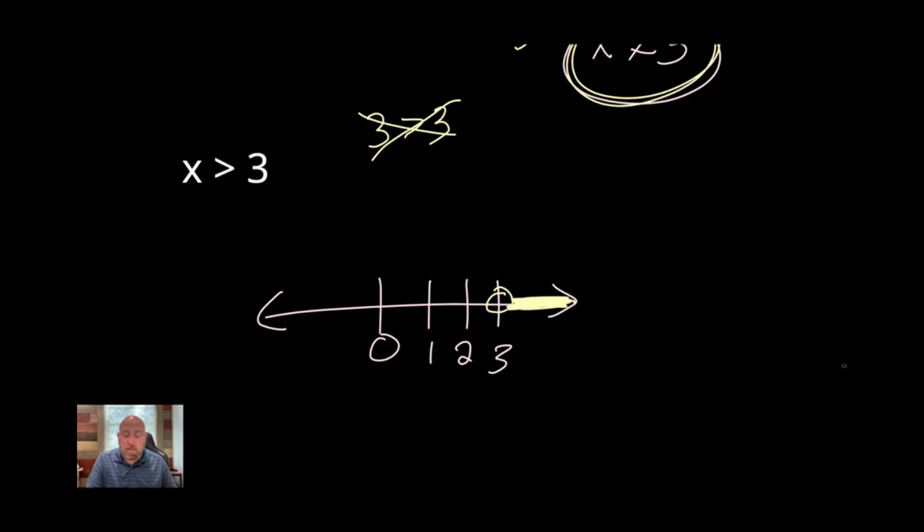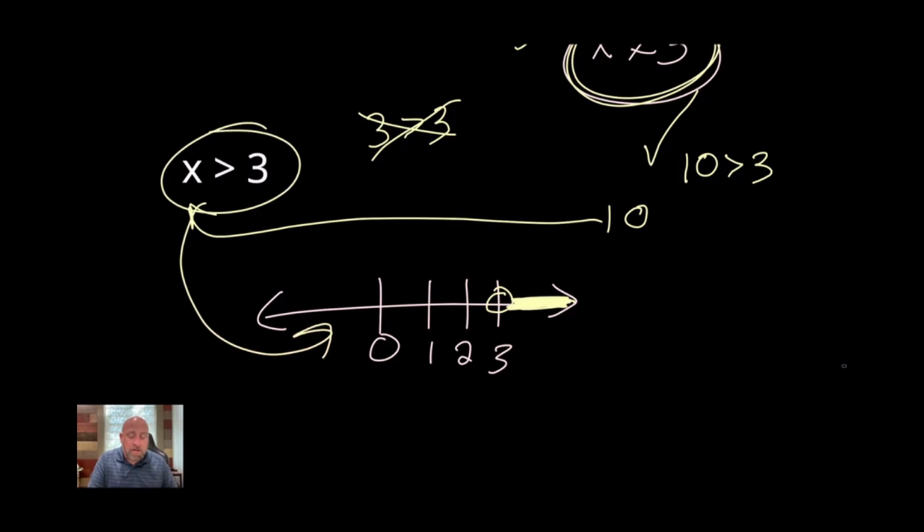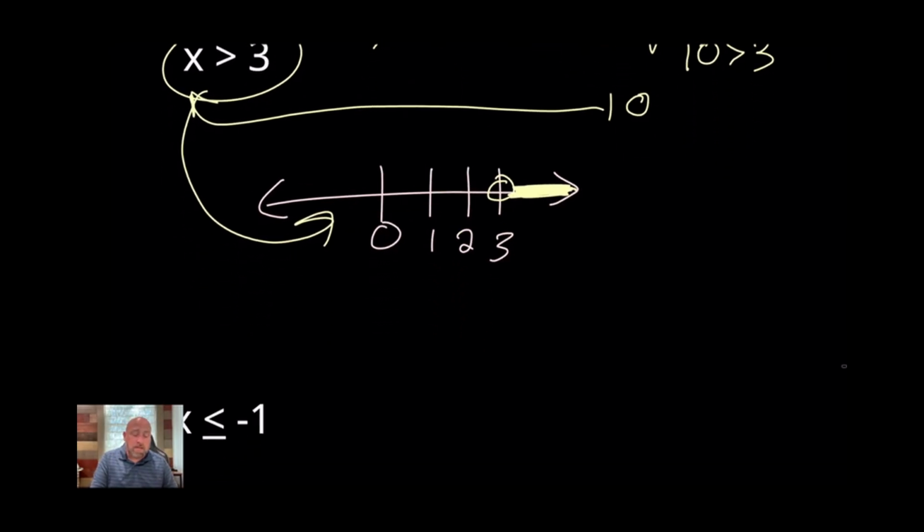So does the number 10 work? Well, there's a couple ways you can test it. First of all, is 10 to the right of 3? Yes, it is. So should it work? Yes, it should. But what you can do is you can plug it back in here and you can say, is 10 greater than 3? Well, yes, 10 is greater than 3, so that one works. Okay, so that's what we're doing here. We're trying to take this inequality and then we're trying to put it onto a number line and kind of make it make sense to the person that's looking at it.